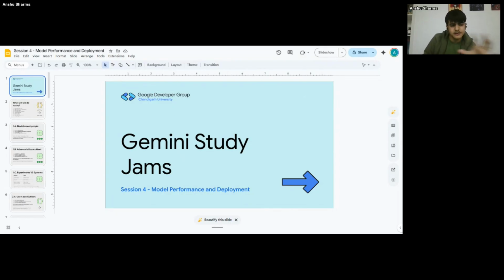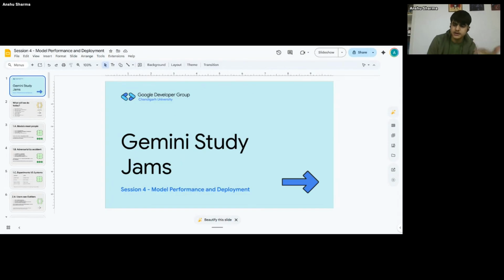First of all, let me set the tone of the session. In the previous sessions, we tackled fine tuning from the perspective of an engineer. We talked about how an engineer should do something, how to build a model. Now, since this session is about deployment and performance, we will be taking the stance of an MLOps engineer.